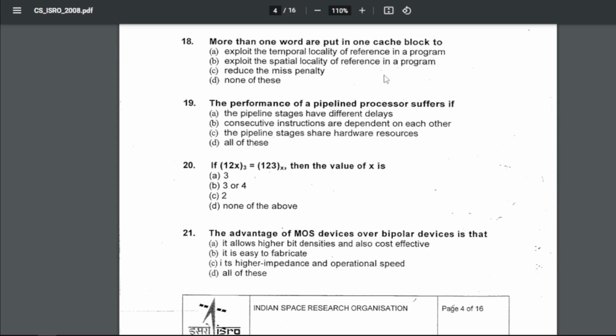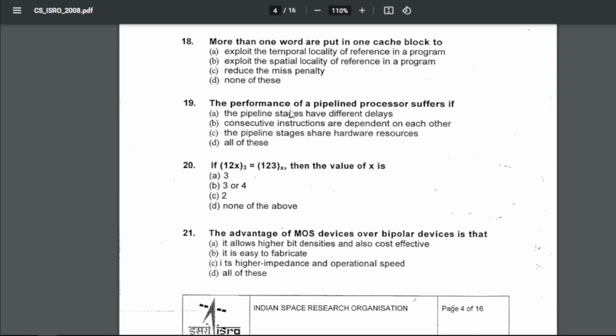Now question number 18 is, more than one word are put in one cache block to what? So friend, I would say just comment this answer below, right? And pause the video, think about it, comment the answer below. I'll again give the same answer at the last of the video, right? So just do it, just comment it and be honest.